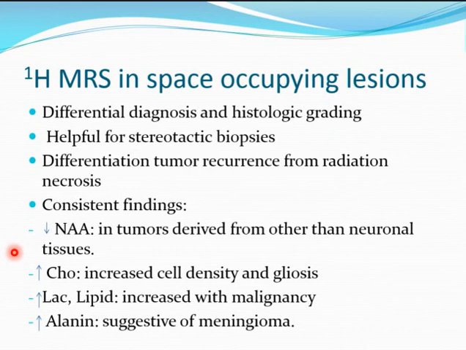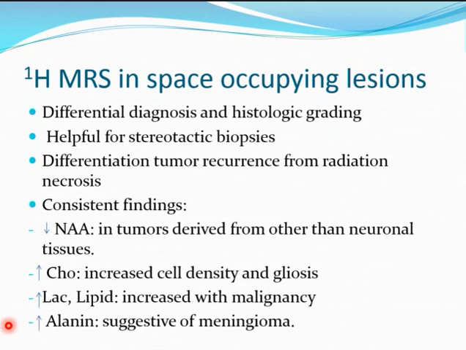What are the consistent findings? First, we have a decrease in NAA in tumors derived from other than neuronal tissue. The NAA will decrease because it's a marker for neuronal integrity. The choline will increase due to increased cell density, increased membrane, and increased gliosis. Lactate and lipid will increase due to anaerobic metabolism.